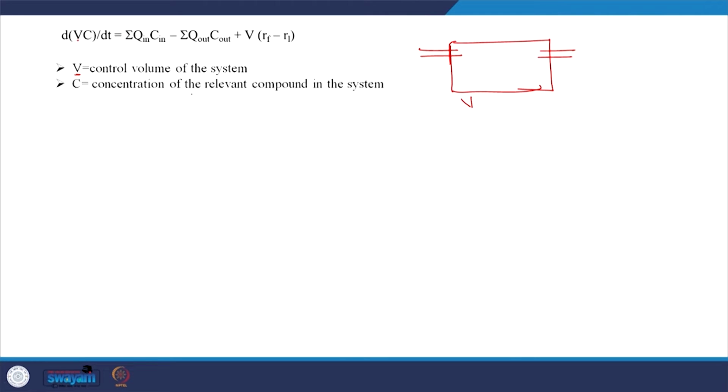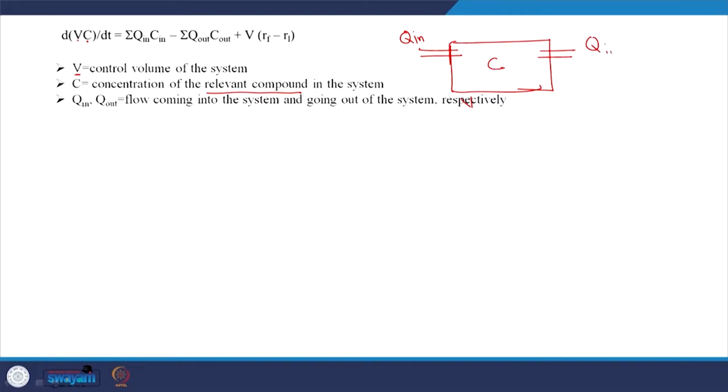C is the concentration of the compound in the system that I am concerned about. That C is inside the reactor. I am talking about the concentration of the compound inside the reactor, this C. And Q in and Q out: flow rate of the fluid coming in, flow rate of the fluid going out of the system.